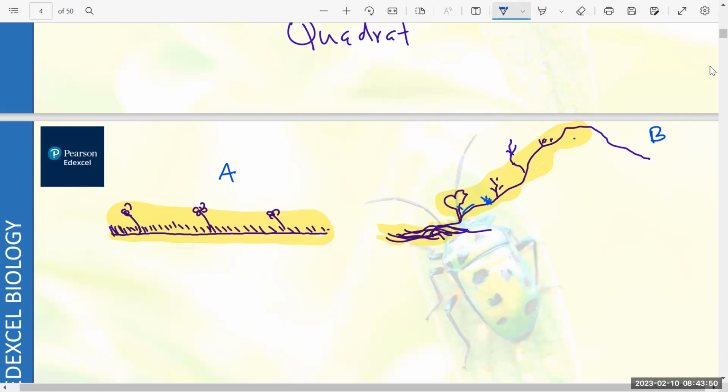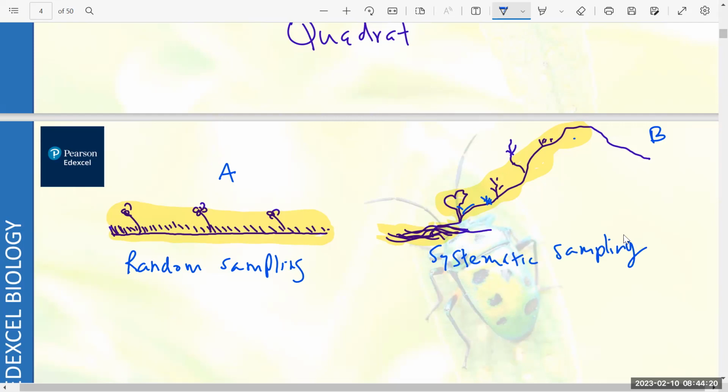So if we want to do an ecological survey in these two different areas, we have two methods. For this one, we use random sampling. For this one, we use systematic sampling. Random sampling and systematic sampling.